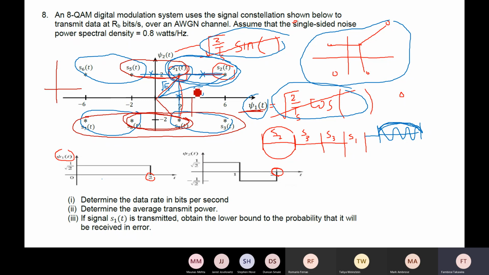But if I compare these two, S1 and S4, they have the same amplitude with respect to psi1, with respect to one basis function, but they have a different amplitude with respect to psi2. So it's amplitude modulation, but for a quadrature system. It means that you have amplitude modulation in the x direction and amplitude modulation in the y direction. That essentially is what QAM means. It's quadrature amplitude modulation.